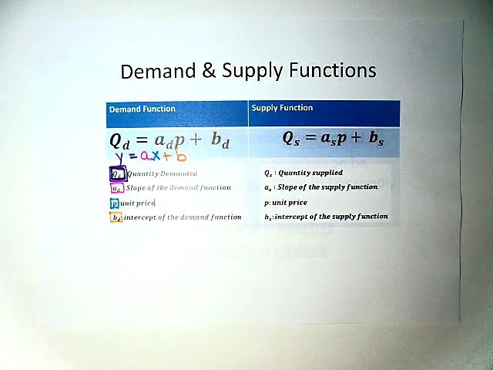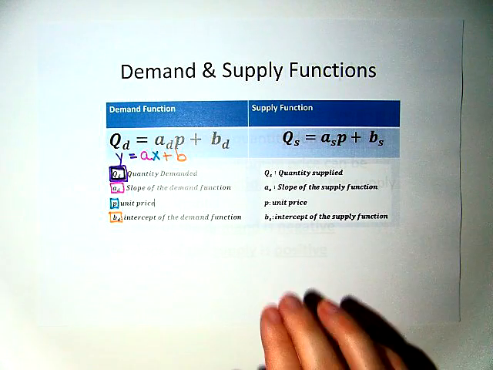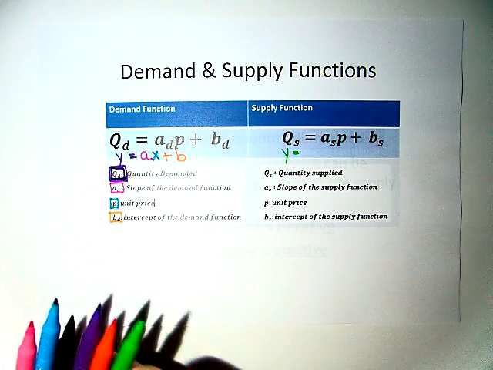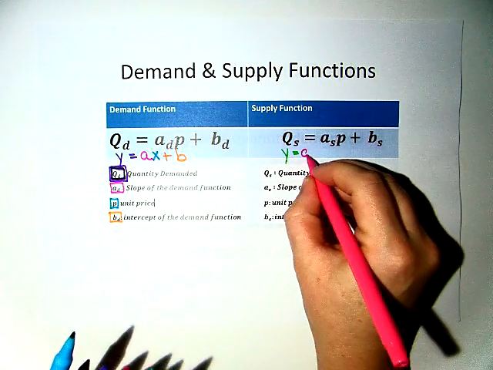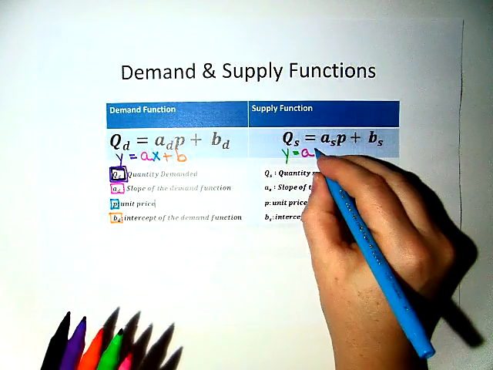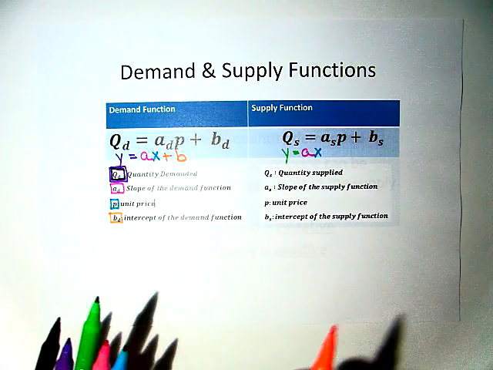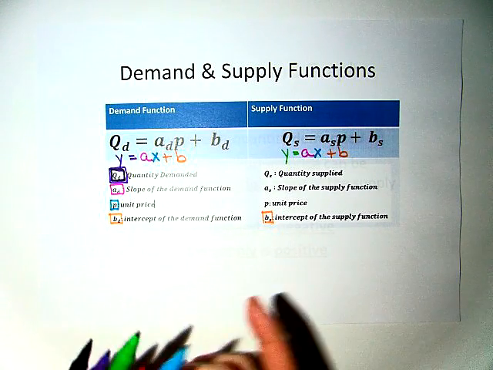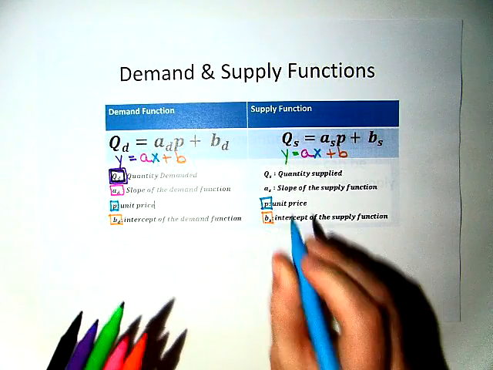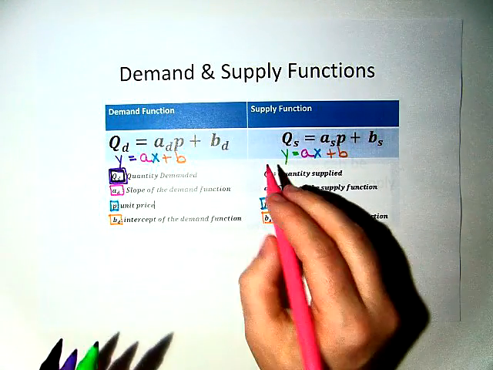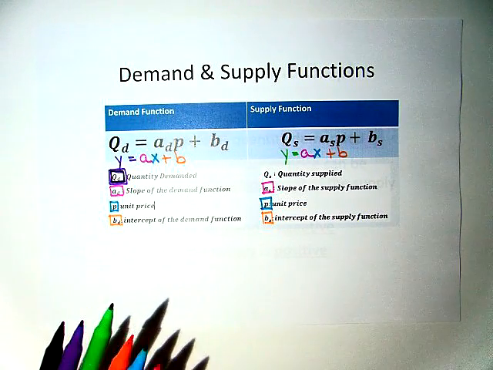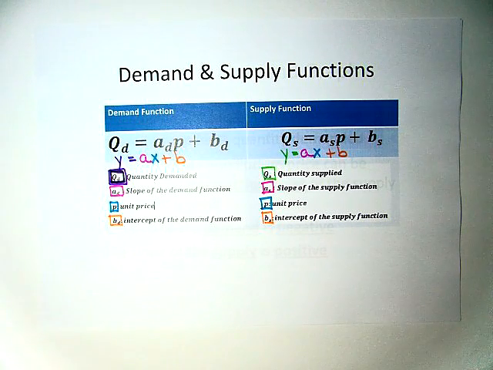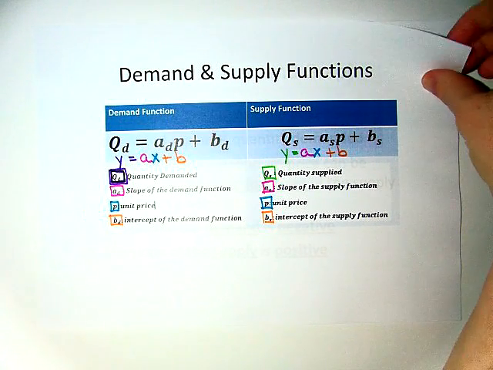So these are just two functions that we're looking at. The next thing is the supply function. For this, you are looking at y equals, and the exact same formula, ax plus b, where b sub s is the intercept, p is our independent variable, a sub s is the slope of the supply function, and here is our quantity supplied. This is our dependent variable.